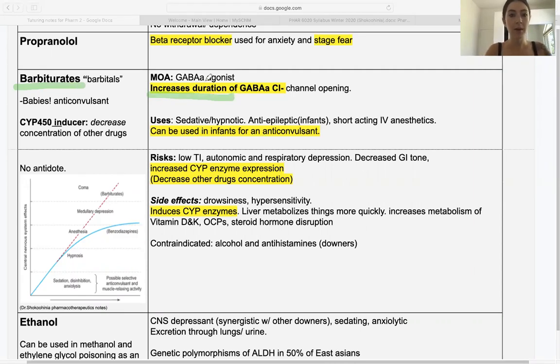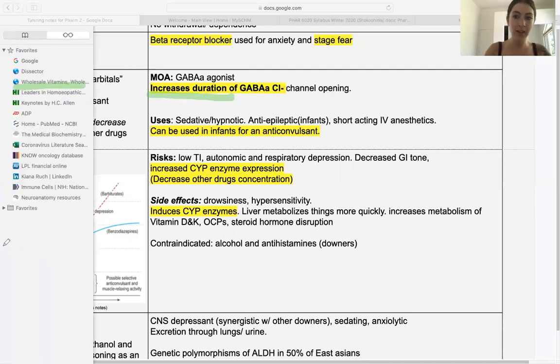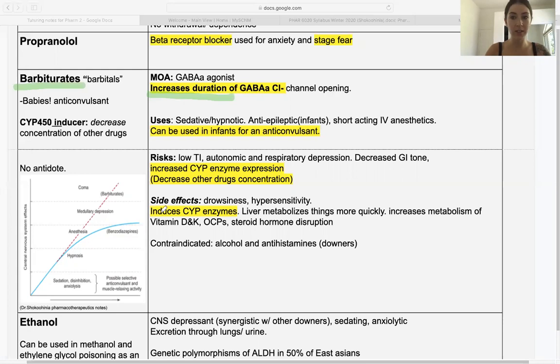So remember, barbiturates increase the duration of the GABA chloride channel, and the benzodiazepines will increase the frequency of the GABA chloride channel opening. Barbiturates are used in babies occasionally as an anticonvulsant, and that's actually probably one of their most common uses still today. So as you see, they can be used as an anti-epileptic in infants and short-acting IV anesthesia.